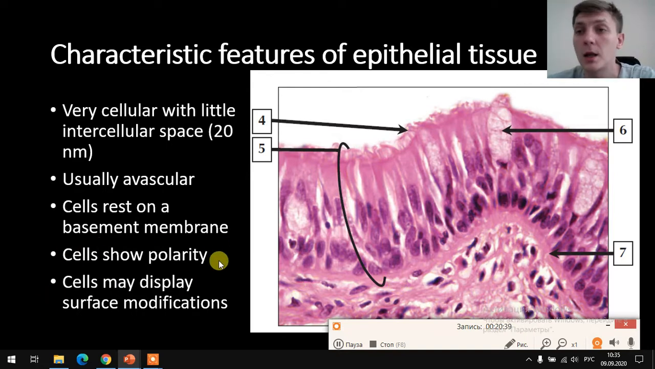Okay, cells show polarity, and this is part of a new topic inside this chapter. Polarity is not about positive and negative charge, not about that. Please don't confuse it. Don't confuse yourself.